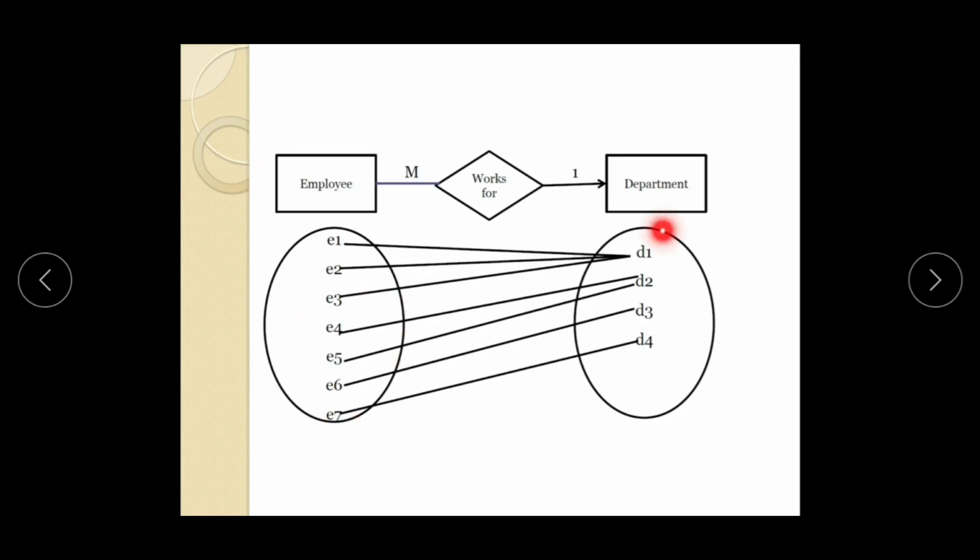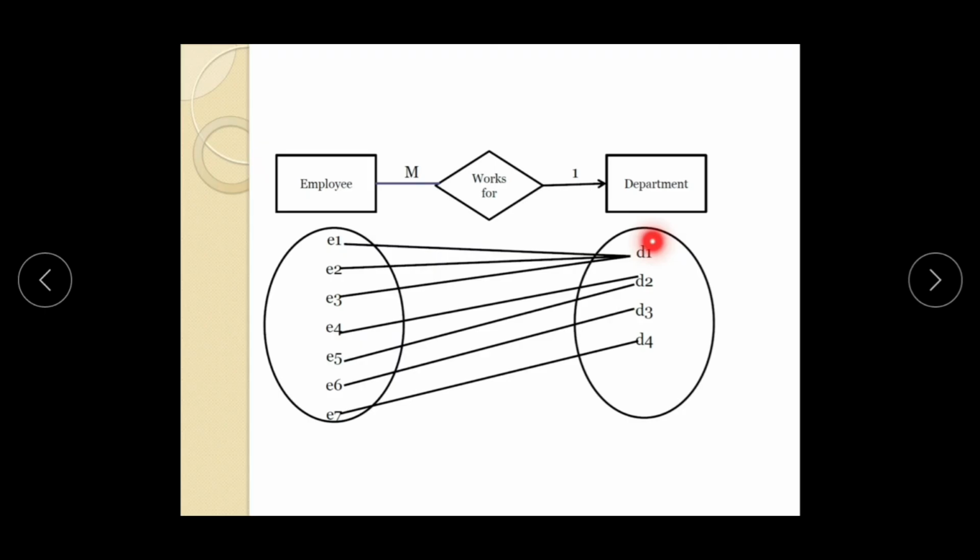Okay, look at this mapping figure. These are the entities, and these are the entities here. The employee E1 is working in department D1. Employee E2 is working in D1. Employee E3 is working in D1. So here a single employee is working in a single department. A single employee is not working in any other department. E1 is working only in D1. He is not working in D2, D3 or D4.